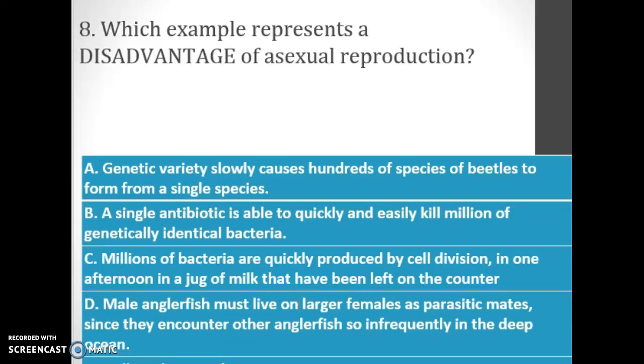Did you pick B? A single antibiotic is able to quickly and easily kill millions of genetically identical bacteria? Great participation.